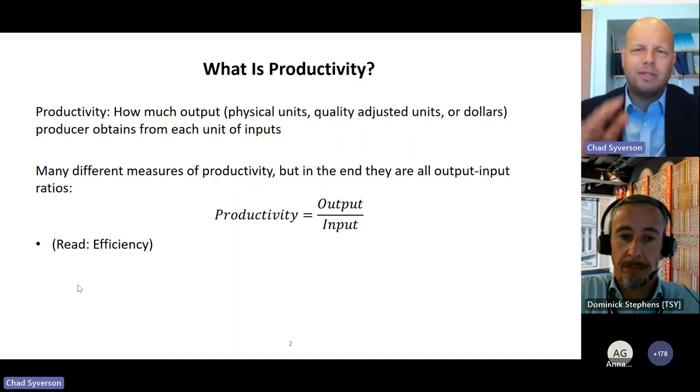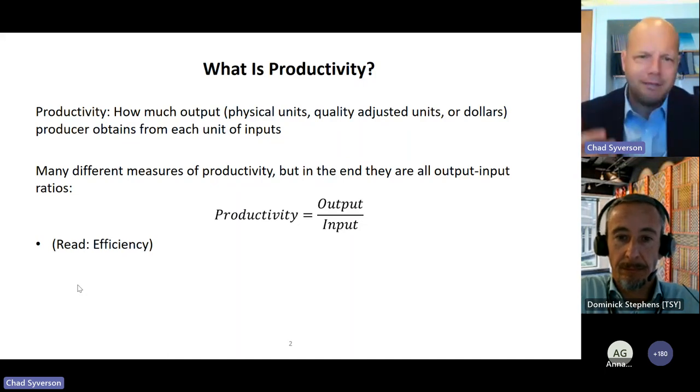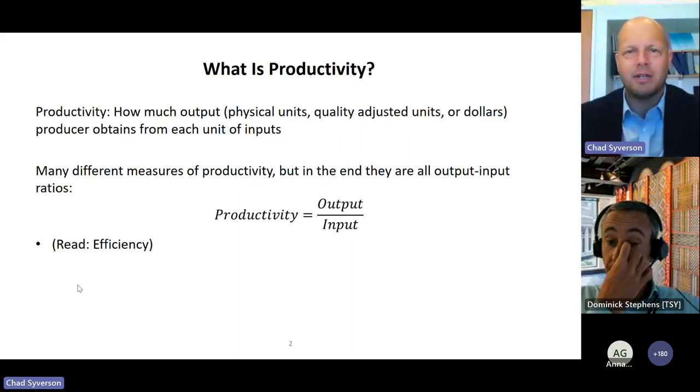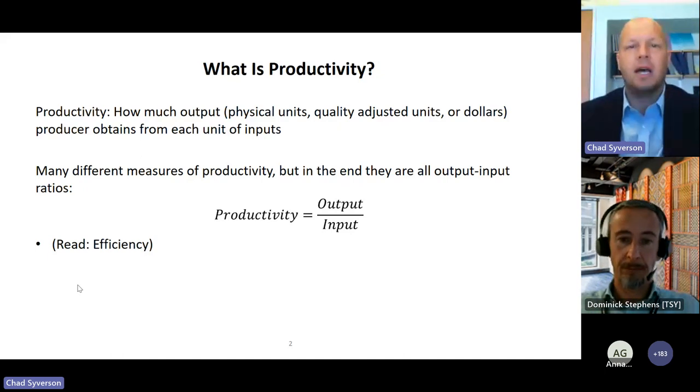Okay, so when you see productivity, you can read efficiency because it's basically a measure of the efficiency of production. And that can be efficiency at a very micro level, a given worker, or perhaps a production line or a factory.